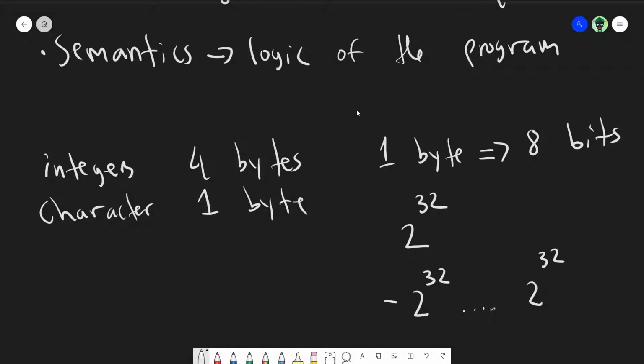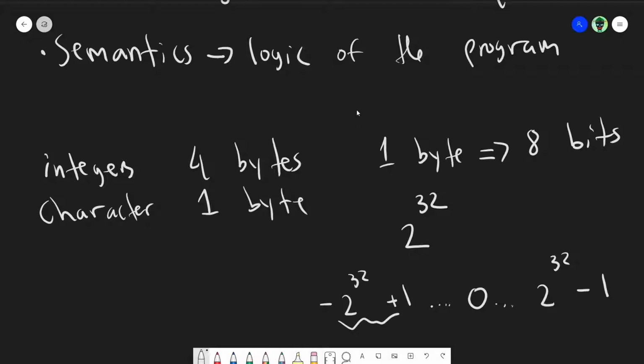Actually, it's going to be subtracting by 1, so let me make a modification here. Sorry about this, because you have to include 0 in this range as well. It's going to be basically -2 to the 32 and then it goes to 0, and then it goes up to 2 to the 32nd power minus 1. That's the range of possible values, so that's how you can calculate that. It's going to be a pretty big number.